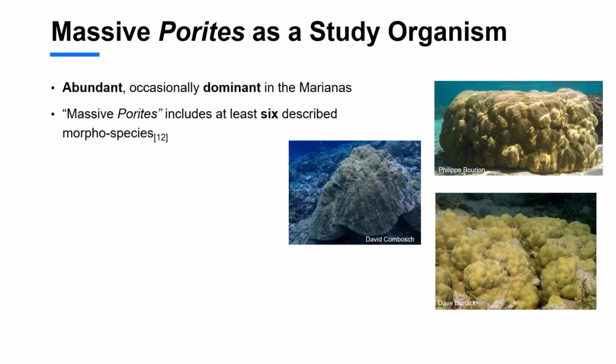Massive Porites as a term actually includes at least 6 described morphospecies that have been documented in the Mariana Archipelago.